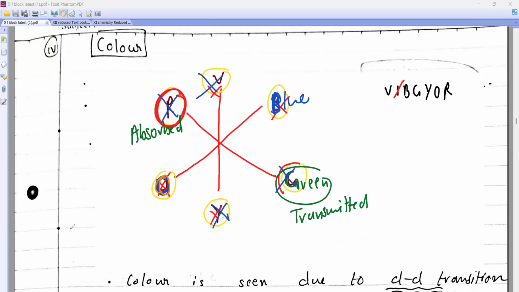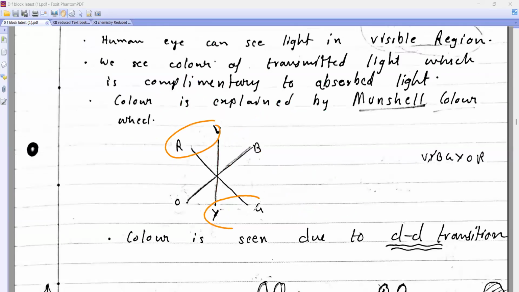Now suppose, beta, if there is an object which is absorbing both of these, so we'll see the mixture of these two. Are you getting it? You will say, sir, we can see many colors, light pink, this pink, that pink, so woh iske aaspaas ka hoga, to iske aaspaas ka range dikhai dega. So color was explained by whom? Munsell, color wheel. Have you understood this wheel?